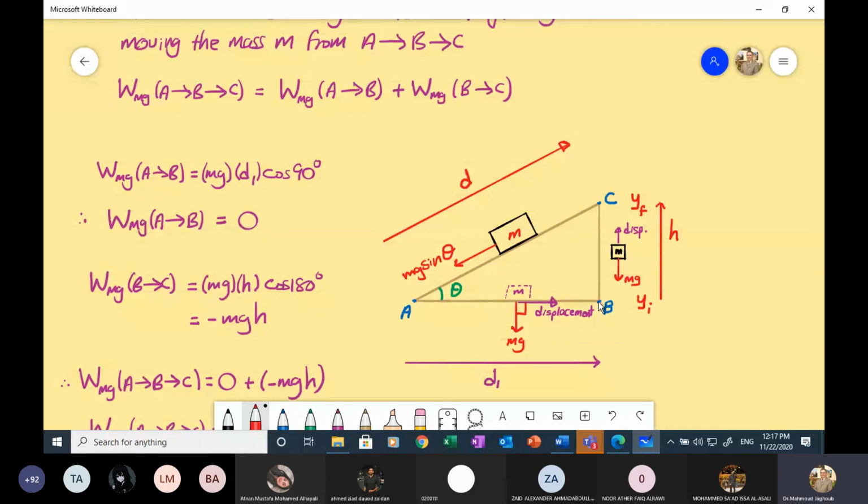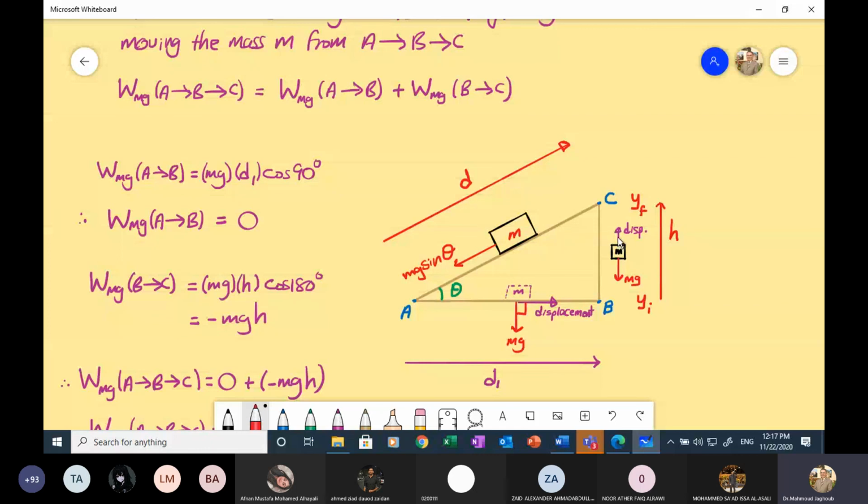Now we go to the other section of the second path, which is from B to what? To C. So the work done from B to C equals mg, which is the weight downwards, multiplied by how much distance it moved upwards, which is h, multiplied by cosine 180. Why cosine 180?